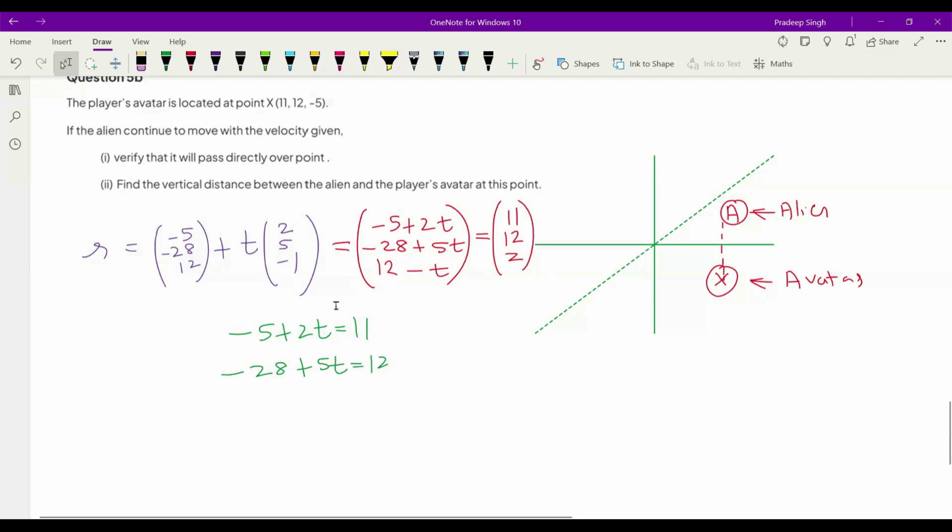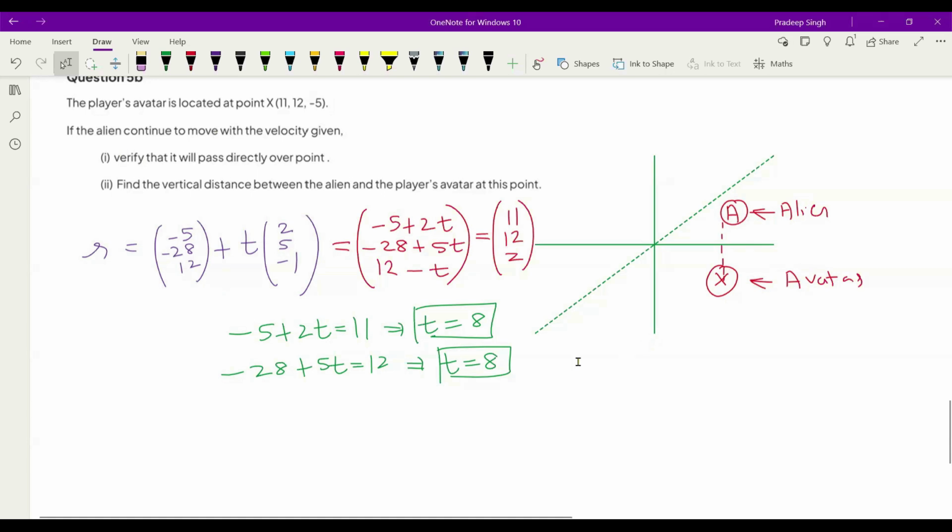From the first equation, if you solve for t, we will get t as 8. In the y equation, -28 plus 5t is 12. If you simplify this, we also get t is equal to 8. Since we are getting the same value of time from both the equations, that means our assumption was true. And what was the assumption? The alien being above the avatar. And that is enough to verify that the alien is actually passing over the avatar.